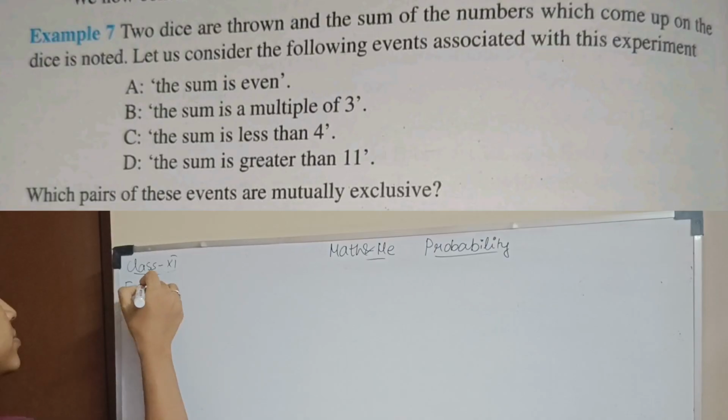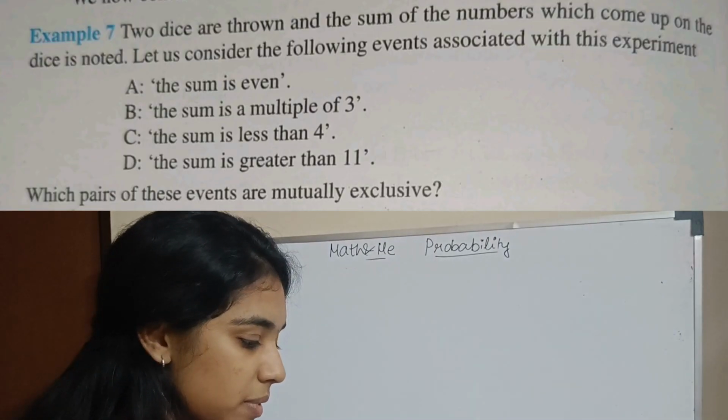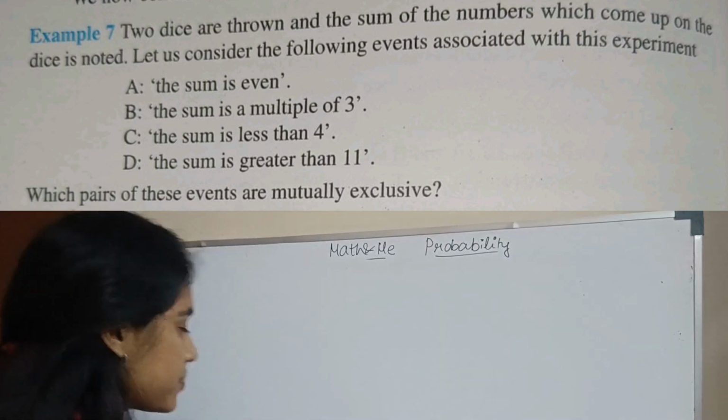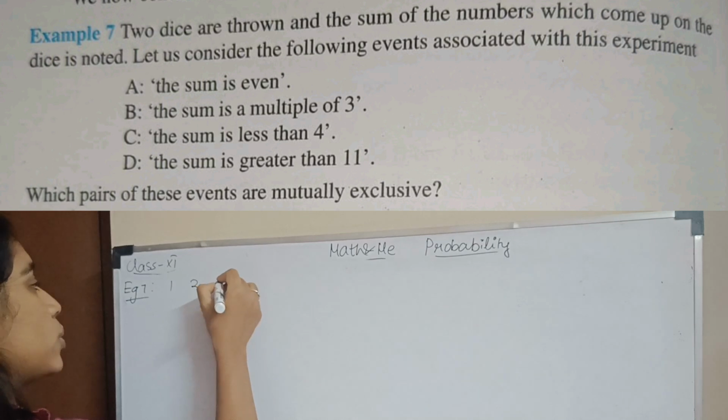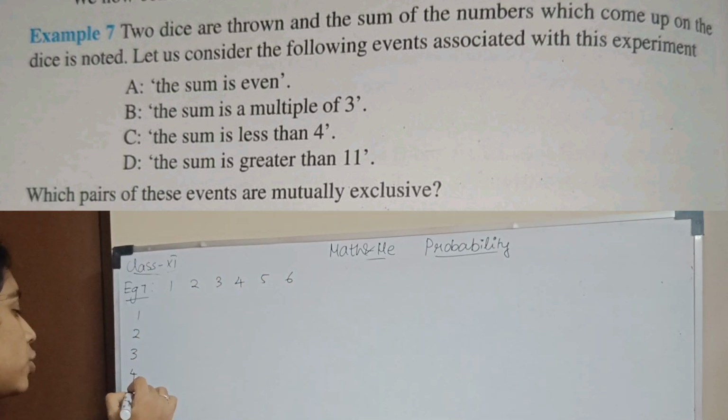Example 7. Two dice are thrown and the sum of the numbers which come up on the dice is noted. Let us consider the following events. Okay, so first die irukku. So basically 1 2 3 4 5 6, 1 2 3 4 5 6.